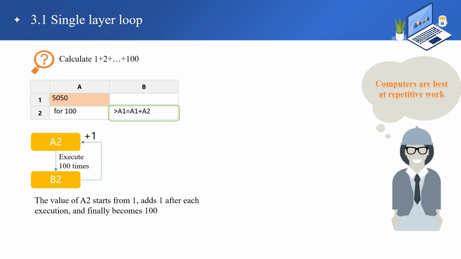We have understood the statement x equals x plus 1 before. A1 equals A1 plus A2 in the loop body is similar, that is, each time we add A2 to the current A1. A2 will increase from 1 to 100, so A1 will add 1, 2, until 100, and the calculation of the sum of 1 to 100 is completed.